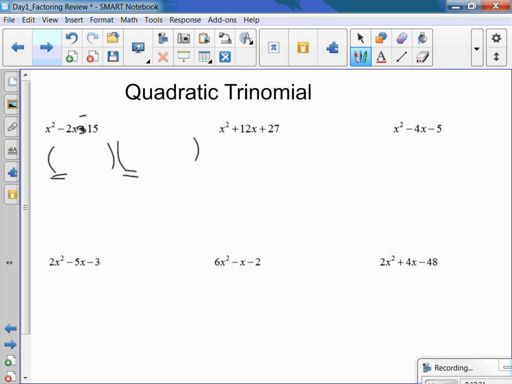So within my factors here, what is that first term going to be? A product of what? Factors of x squared. So what times what gives me x squared? What does that minus in front of the 15 tell me? The signs are different. I'm going to have different signs, a positive and a negative. What does the minus in front of the negative 2x tell me?